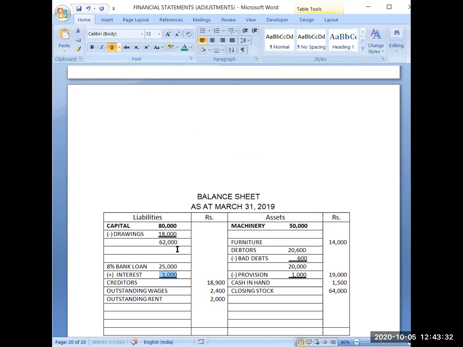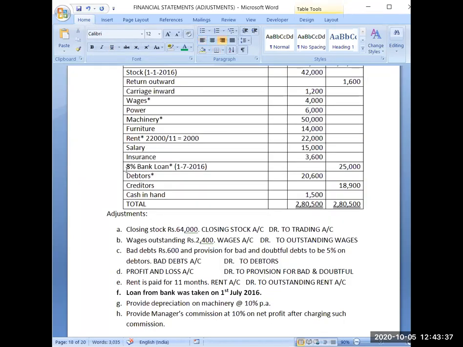So this is called an implied adjustment. Sometimes you will not get it mentioned here. If something is written with a percentage, it can be investments, it can be a loan, then it is automatically an adjustment. You have to be careful about such things, which are written in the trial balance with brackets or with a percentage. And if the date is not given, then assume that it is taken on the very first day and calculate the interest for the full year.